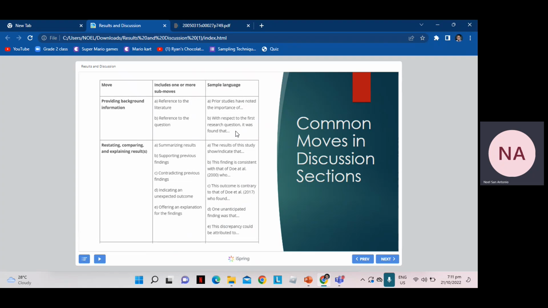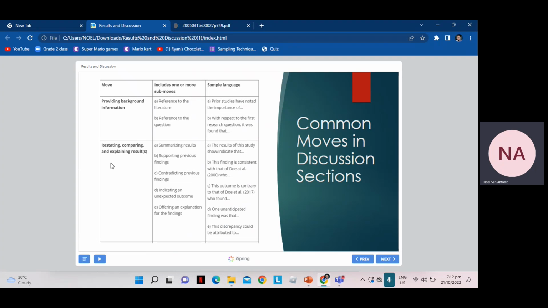With respect to the first research question, it was found out that. Di ba? Okay? So you are just composing a sentence or a paragraph that will answer your statement of the problem. Kasi dito hindi mo na pwedeng enumerate yung statement of the problem mo in an itemized form. You should be presenting it in a paragraph form.